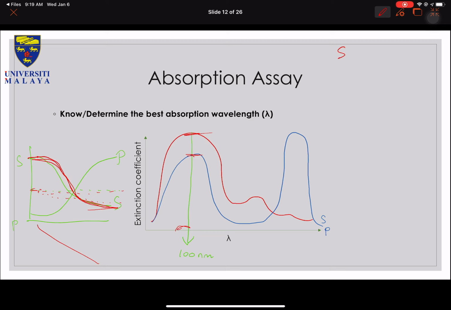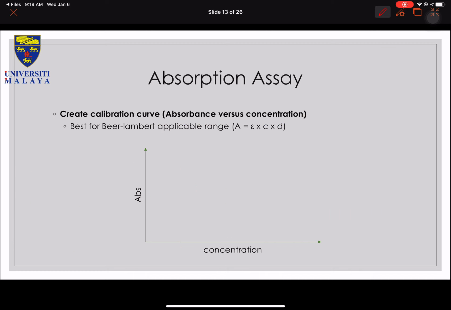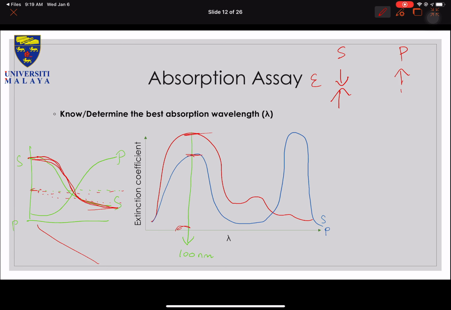So if you want substrate and product, you either want the extinction coefficient for the substrate to be low and the product high, or the other way around, whereby the substrate is high and the product is low. Okay, why do you want this? Because of course you can monitor it very easily.